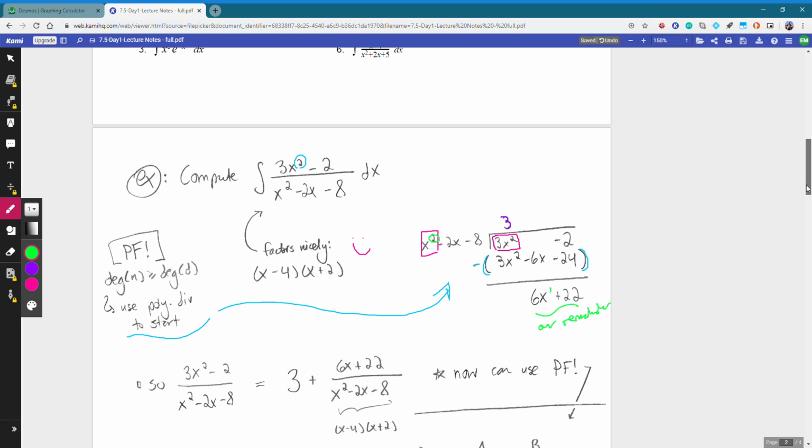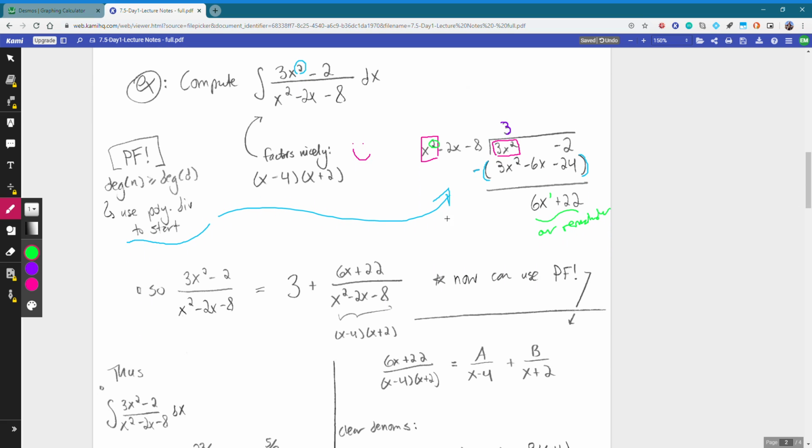And so using our polynomial division work, we know that our original rational function equals that quotient 3 from the top plus our remainder divided by what we were dividing by originally. And now the idea is, since we've done this division and this degree is small enough, we can now use partial fractions on what's left here.